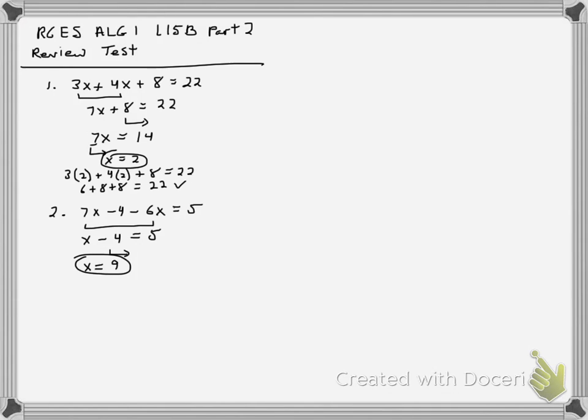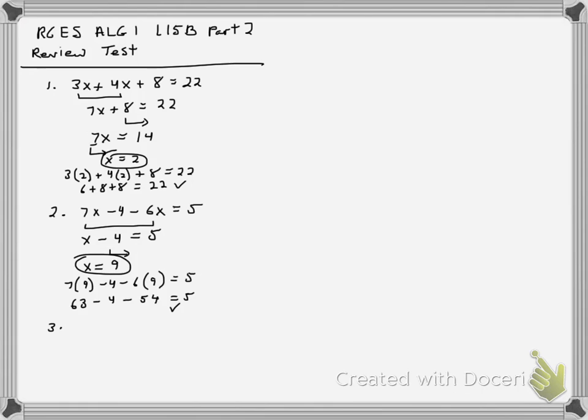Again, to check it, you're going to take the 7 times 9 minus 4 minus 6 times 9, and you're asking yourself, does that indeed equal 5? This would be 63 minus 4 minus 6 times 9 is 54. Does that equal 5? Well, 63 minus 54 is 9, and 9 minus 4 is 5. So yes.